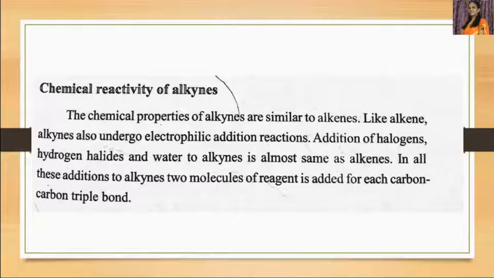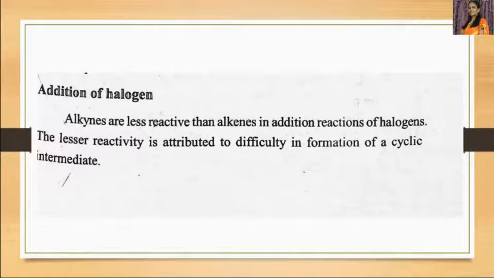Each carbon-carbon triple bond has three bonds. Out of the three bonds, one is a sigma bond and two are pi bonds. Because of the presence of two pi bonds, they undergo addition of two molecules of the reagent, whereas alkenes undergo addition of one molecule of the reagent. Here, two molecules get added over the carbon-carbon triple bond to give the final product. So this is about addition reactions, and here let us discuss one by one.